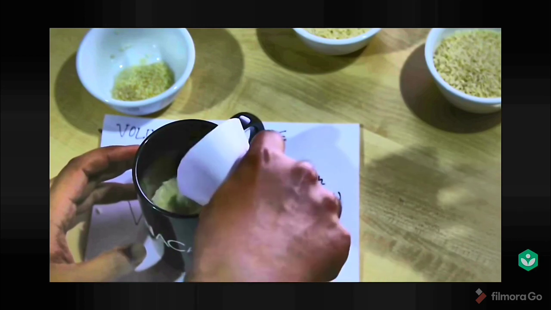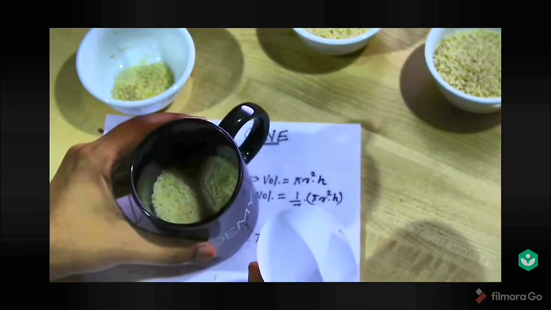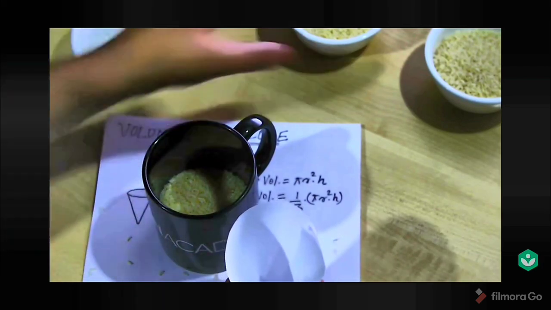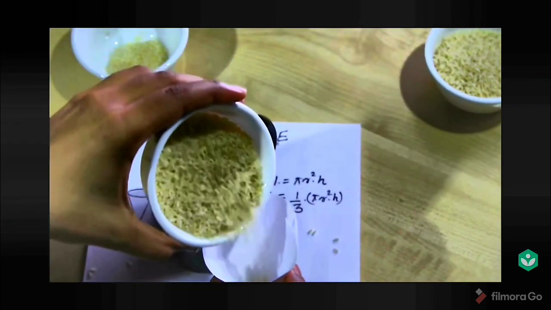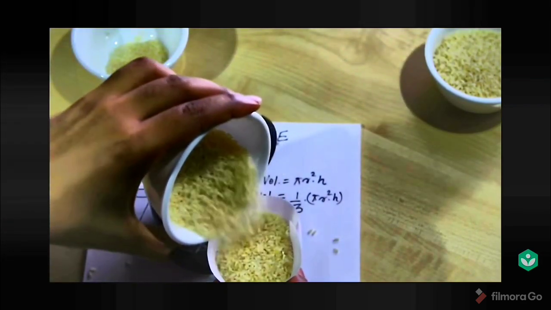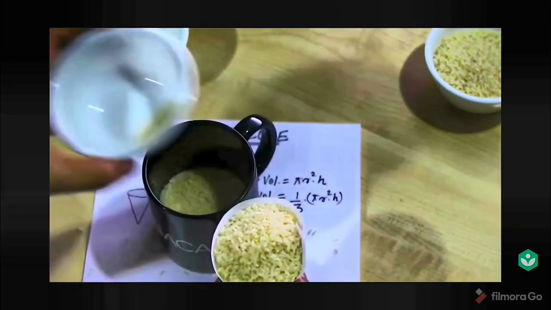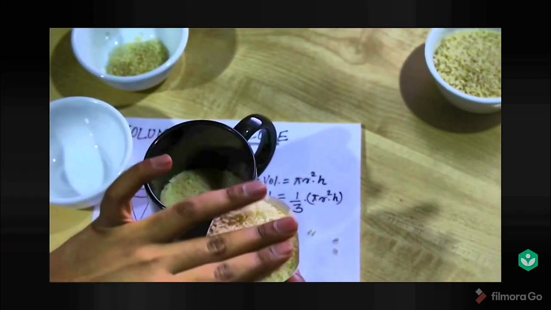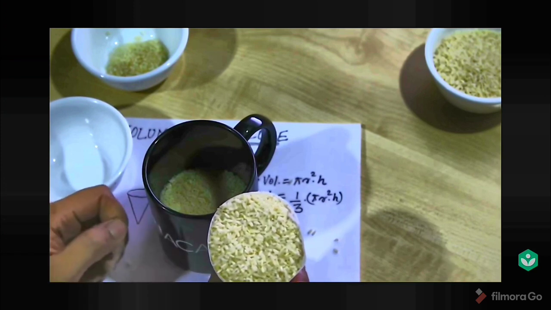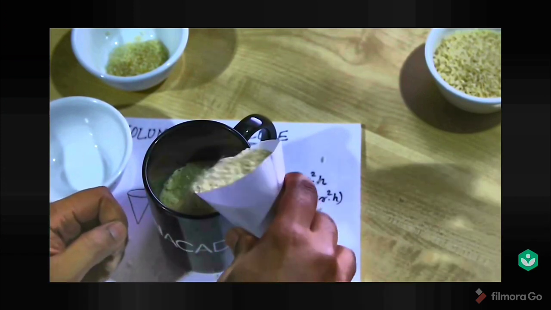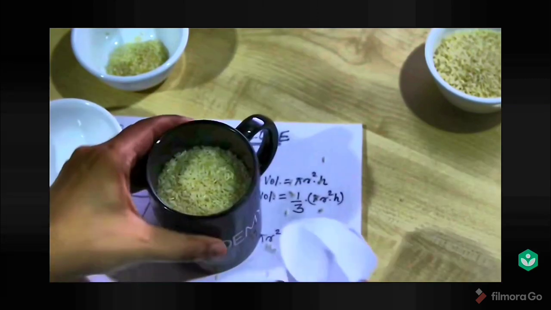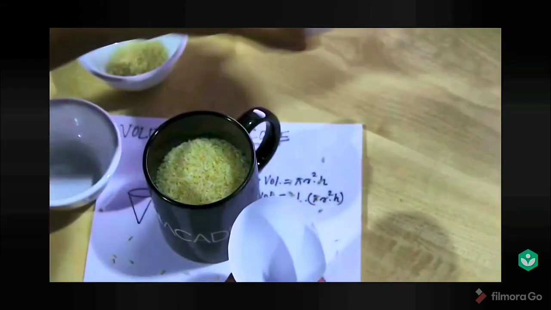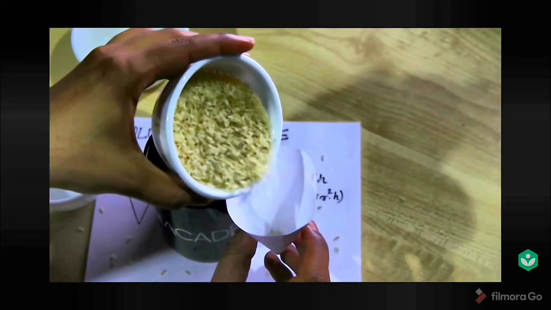When we fill it 3 times, you will see that it will completely fill the cylinder. That means the volume of the cylinder is 3 times the volume of the cone. See, I am going to fill it a second time. Carefully fill it up and pour it so that nothing comes out of it. This is the second time. And now the third time. See, it is still empty, and this is your third time.